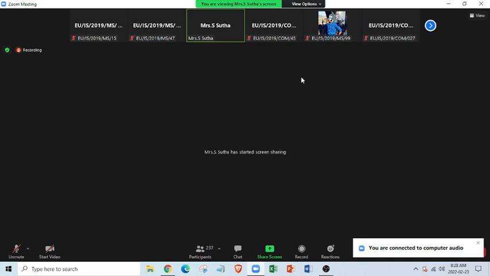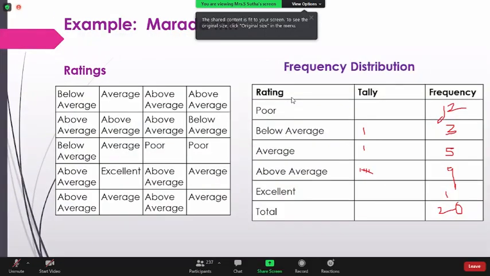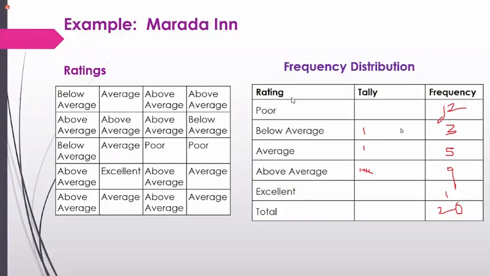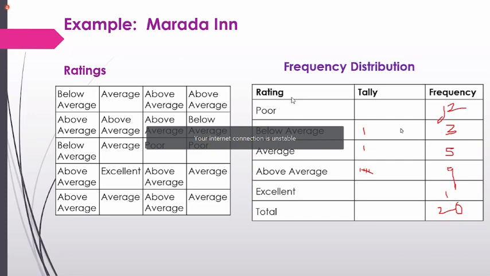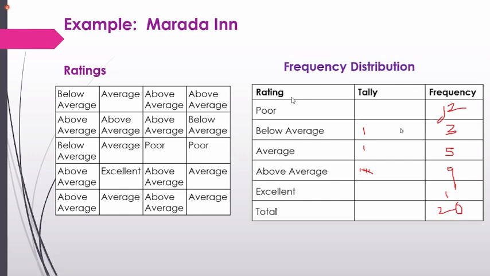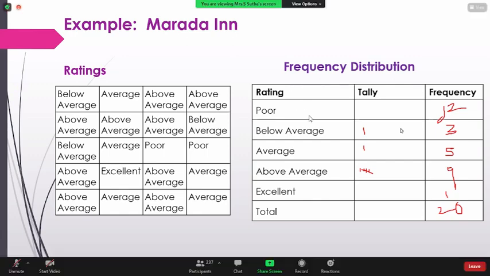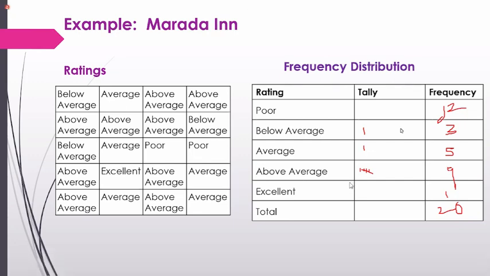the quality of the accommodation is, so we can say at above average level. So it's very good for taking the accommodation from there, right? So this kind of decision we can make quickly based on the frequency distribution.